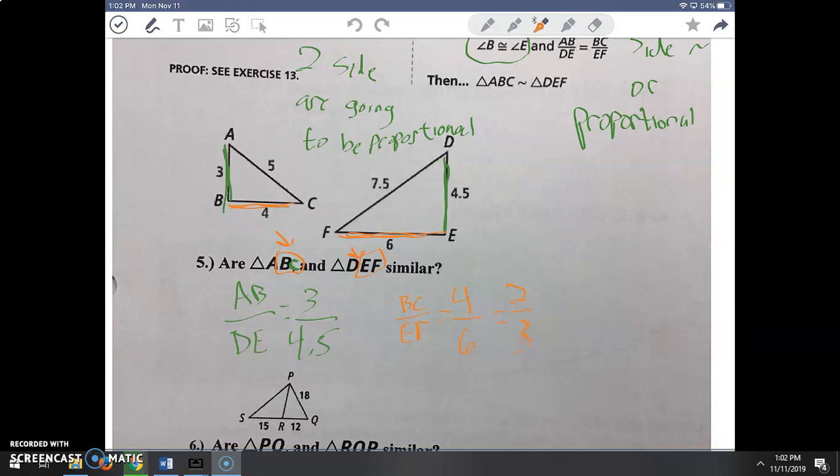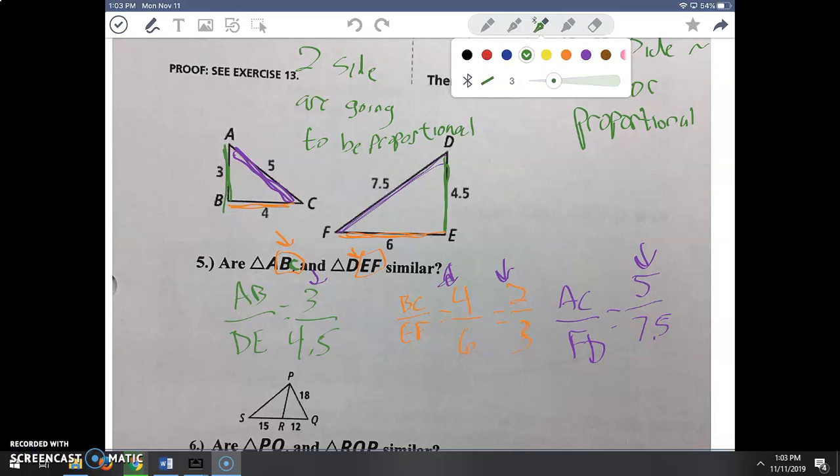Okay, so now let's take a look at AC and FD. So we have AC over FD. So we have AC, which is 5 over 7.5. Okay, so we take a look at these and say, okay, is this as simplified as we can get? Okay, so they have to be equal to each other. Each one of these has to be equal to each other. Not that one, this one. So let's take a look at that.